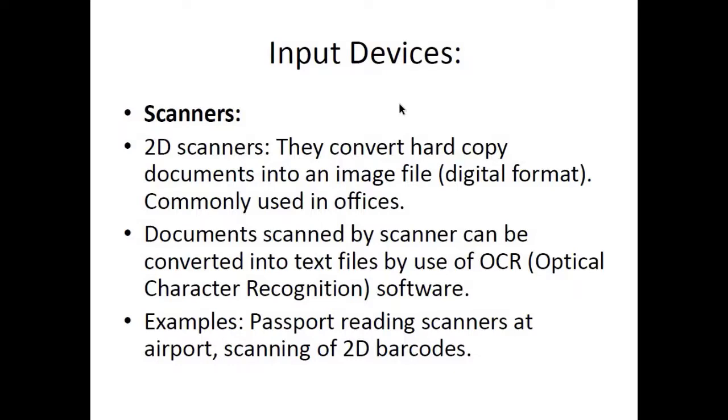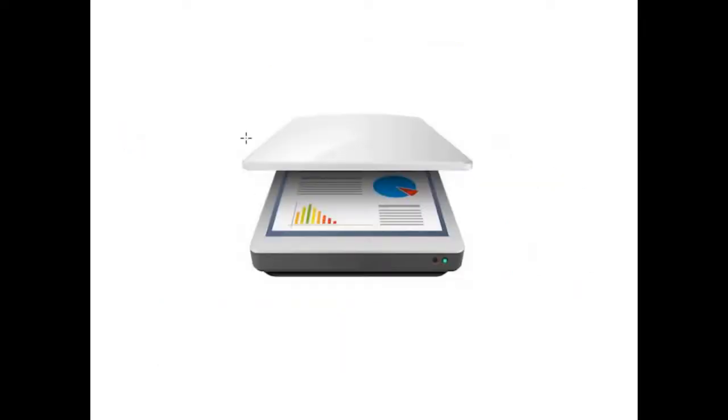Documents scanned by a scanner can be converted into editable text files by the use of OCR, optical character recognition software. Examples: passport reading scanners at airports, 2D barcode scanners at supermarkets, etc. This is what an office or school scanner looks like.